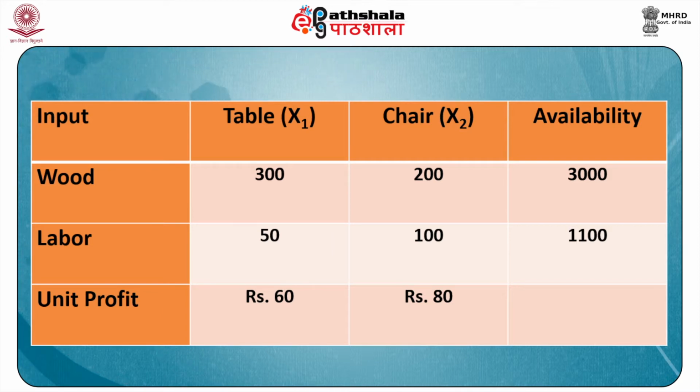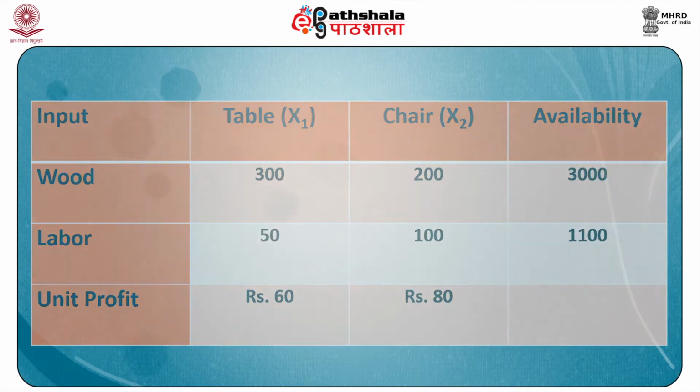Also, the availability of wood is 3000 units and that of labor is 1100 units, and it takes 300 units of wood and 50 units of labor to make a table, and 200 units of wood and 100 units of labor to make a chair. The table depicts the relevant information for this linear programming problem.